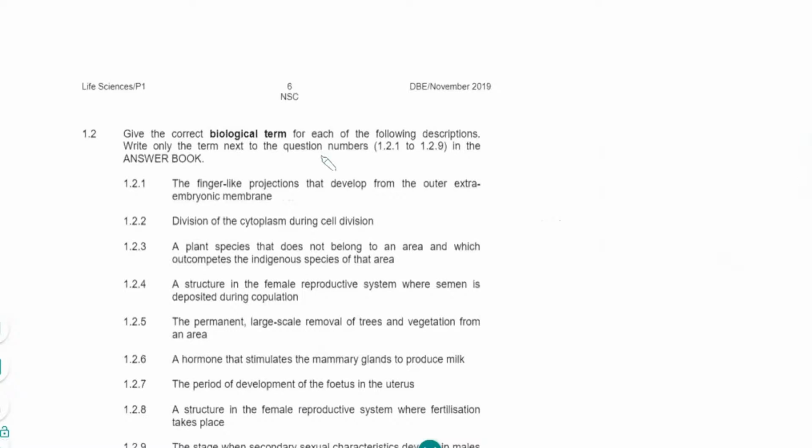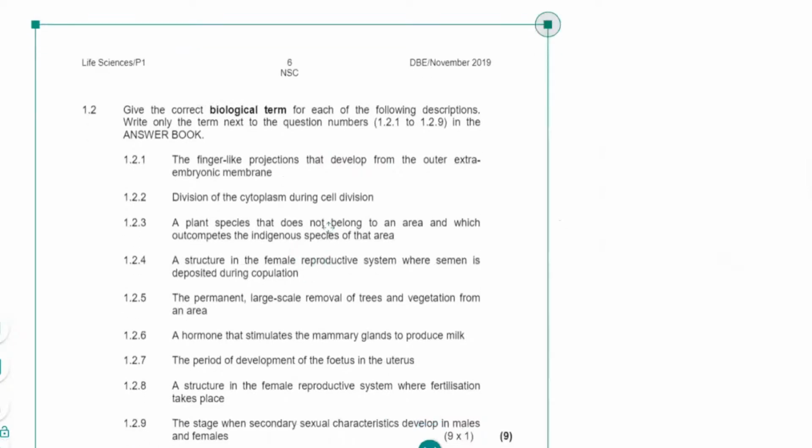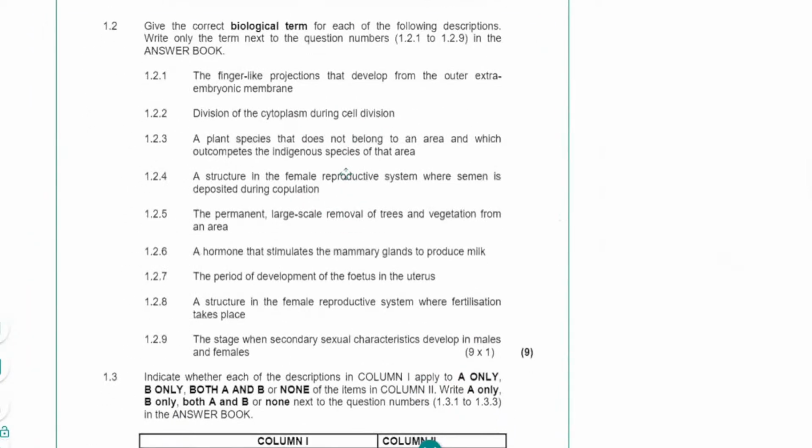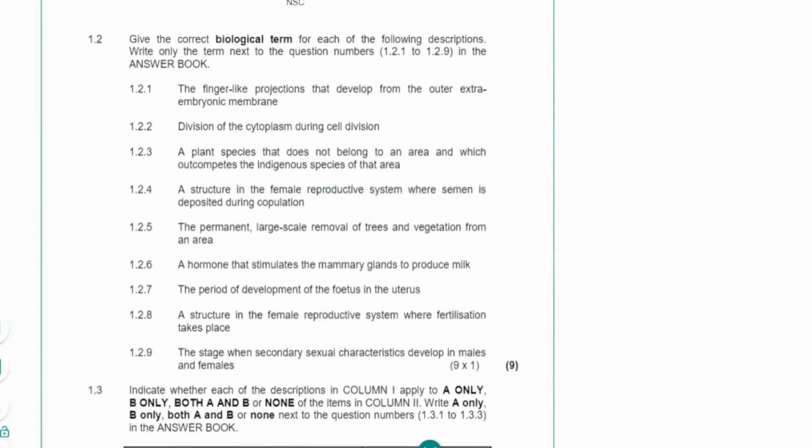Let's go to the terminologies. Remember, I said that whenever there is any issue with the question, I will let you know that this question, we cannot answer it. Please make sure that what you write is the correct spelling, because spelling will be penalized.